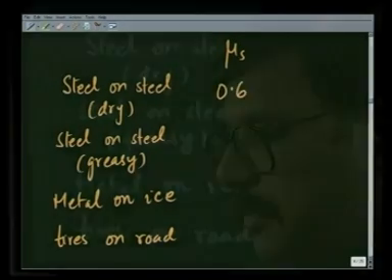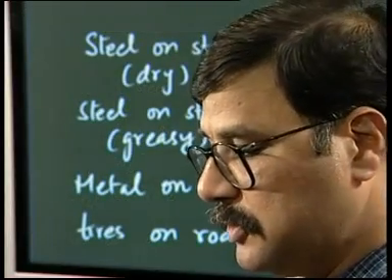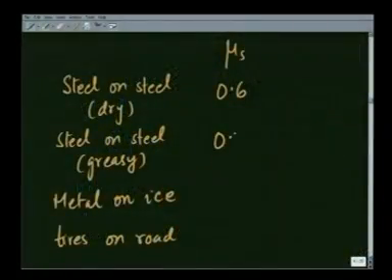Mu static for steel on steel is about 0.6 when they are both dry. Steel on steel greasy is 0.1. You can see why we grease steel, it reduces the friction value quite a lot. Metal on ice static is not known because it slips past quite a lot, and tire on road is 0.9. You can see we really need a lot of friction for tires on the road so that they don't slip.